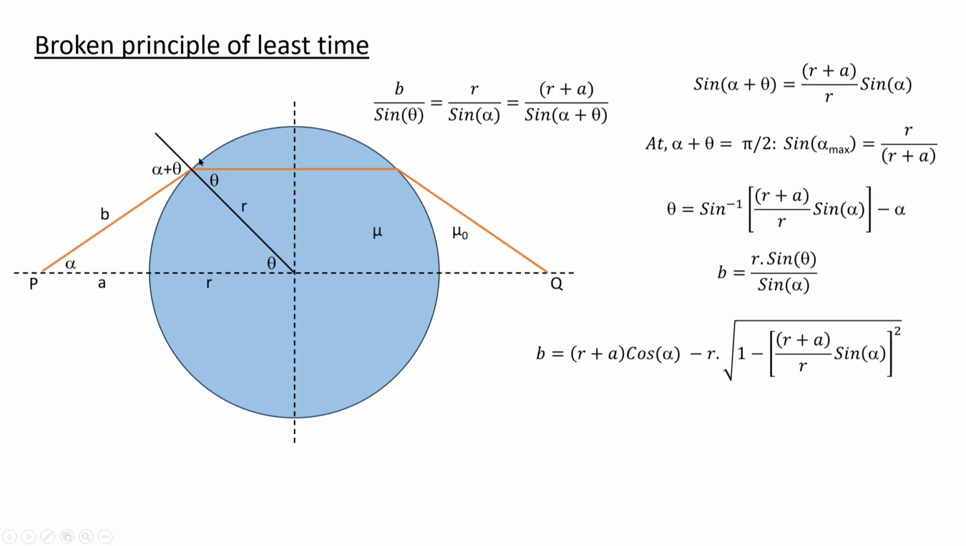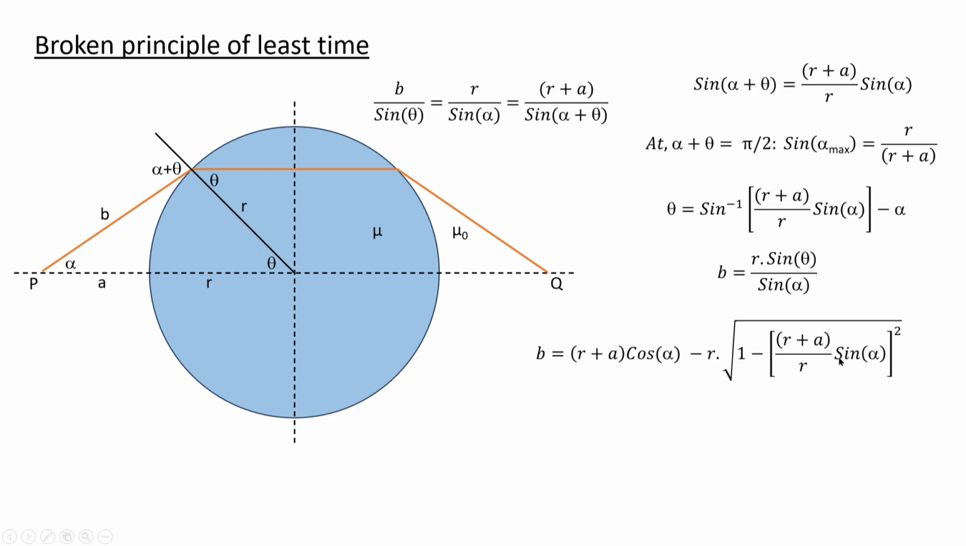Further, we can use the triangle formed here. This alpha is the angle at which the light ray is emerging from the source. Alpha plus theta is the angle of incidence at this point, and theta is the angle of refraction. This is because this path is symmetric about the y-axis, so we are considering those paths, and we have this triangle. In this triangle we get these kinds of relationships, and we can express theta completely in terms of r, a and alpha, and from these triangle relationships we can find the length b in terms of r, a and alpha.